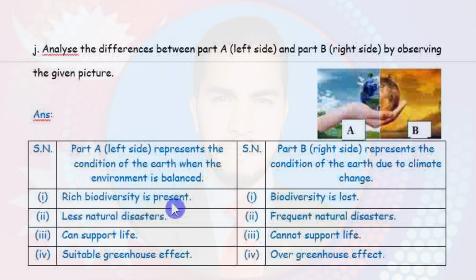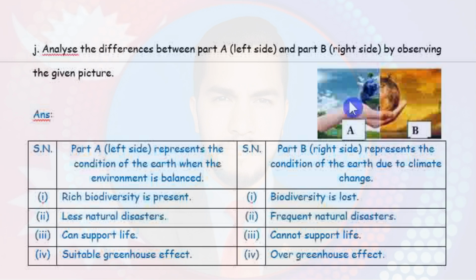Number first, rich biodiversity is present. On the left side we can find the biodiversity is very rich because the environmental condition of the earth is very nice. On the right side, biodiversity is lost, or very poor biodiversity is there. On the left side, less natural disasters, because the environment is in a very good, balanced condition. On the right side, frequent natural disasters will occur because there is climate change, and the environmental condition also is not good.